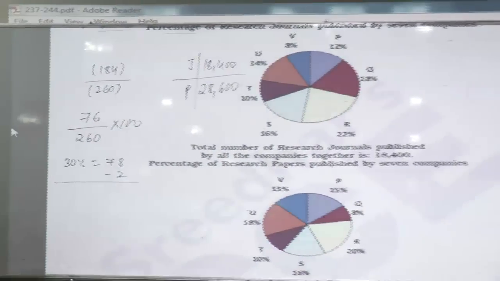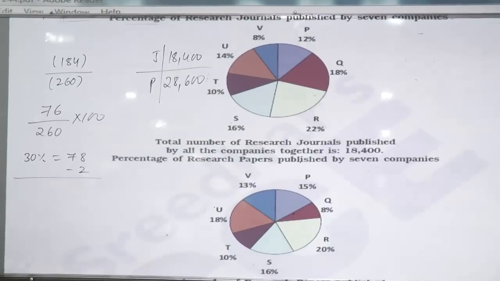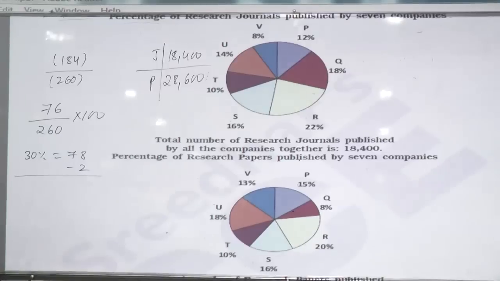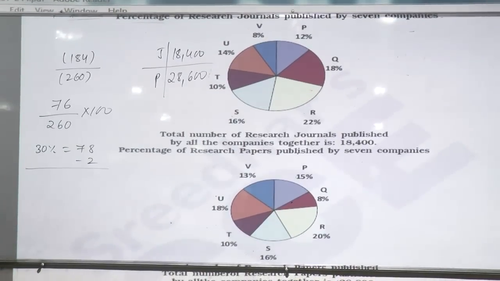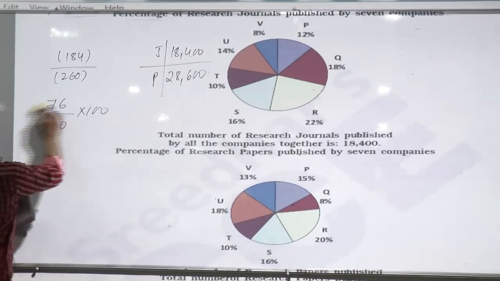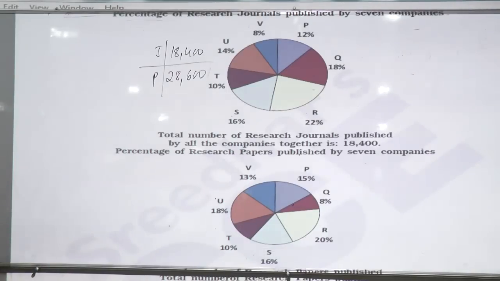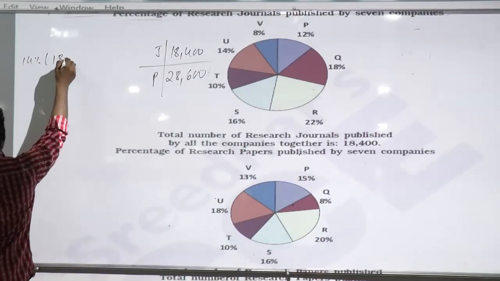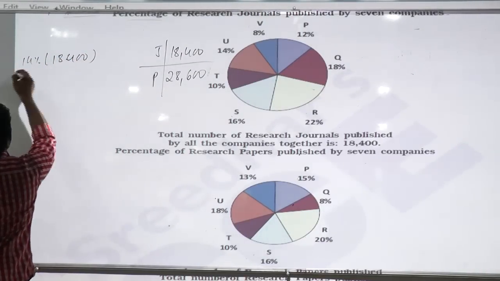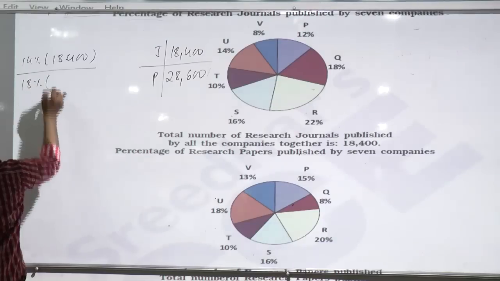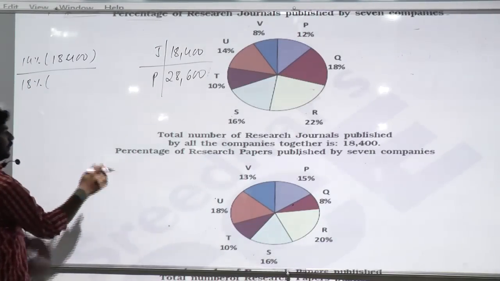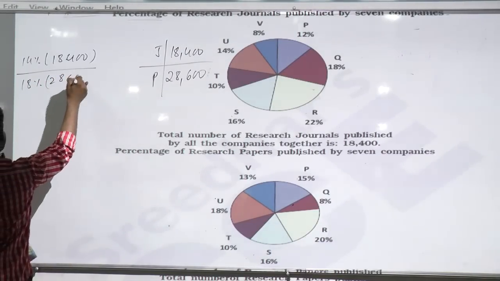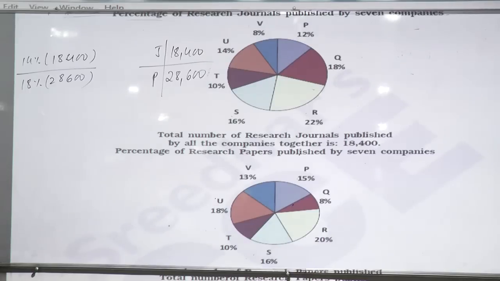Next, what is the difference between the number of research papers and research journals published by company U? U. Difference. U ఎంత అక్కడ? 14%. ఇక్కడ ఎంత? 18. So that is 14% of 18,400 and 18% of 28,600. What is your question? అమ్మా, డిఫరెన్స్ అంతే కదా.